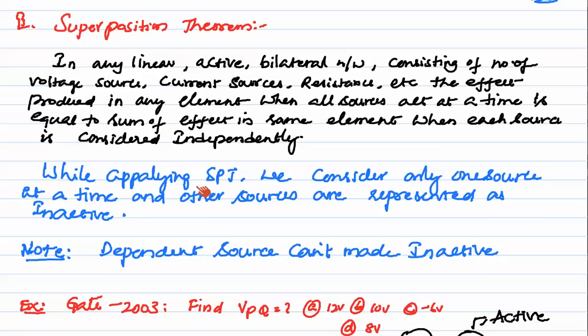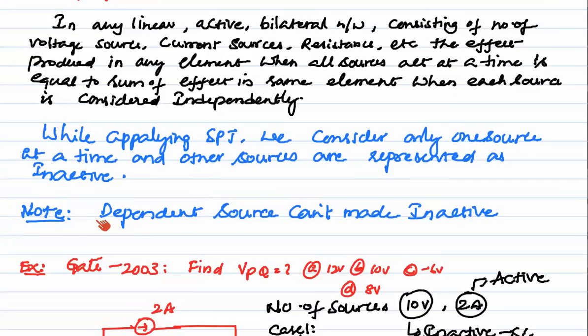While applying the superposition theorem, we consider only one source at a time and the other sources are made inactive here. An important note is that dependent sources cannot be made inactive. The meaning of inactive is making the source dead. That means if you have a voltage source, we'll make it a short circuit. If you have a current source, we'll make it an open circuit.